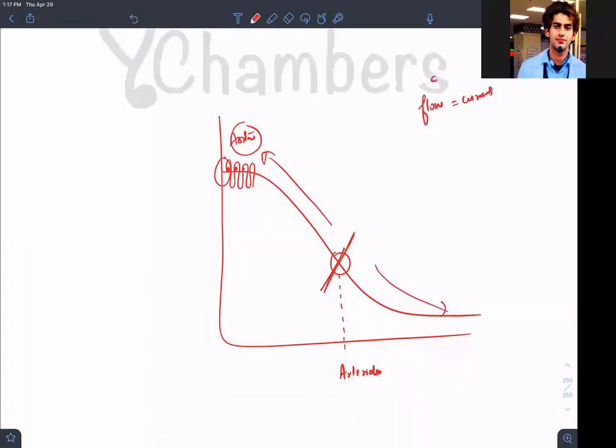In Ohm's law, you are taking current, and here you are taking flow. In Ohm's law, you were taking voltage. Here you are taking what? Pressure. Is it clear? Now there should not be any doubt. Some people had doubt. So there you used to take current, here you are taking flow. There you used to take voltage, here you are taking pressure. Is it clear?